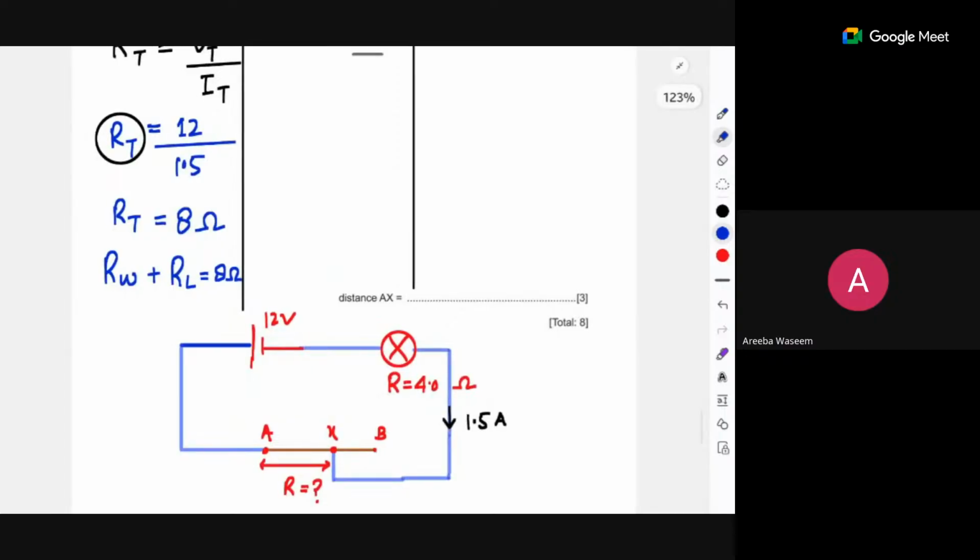Hello, everyone. Is it clear to everyone? So, what should be the resistance of the wire for this 1.5 ampere current? It must be 8.4 because of the lamp. What is the resistance of the lamp?